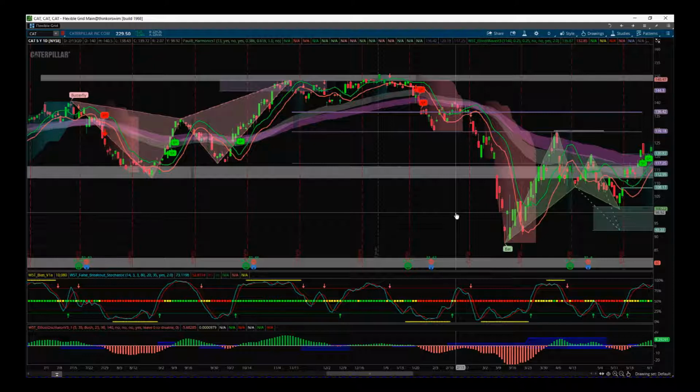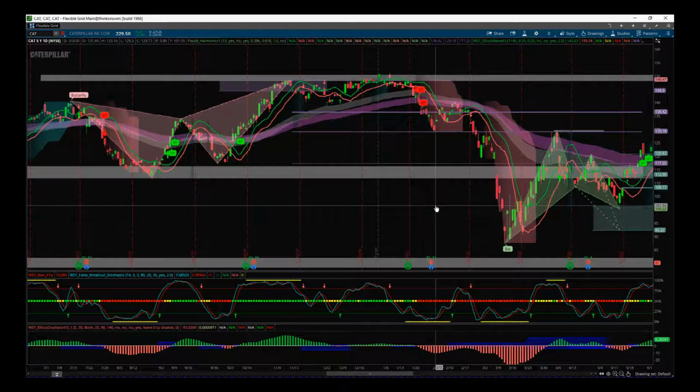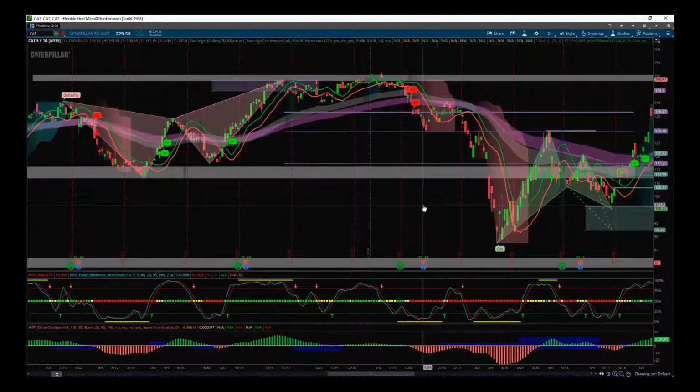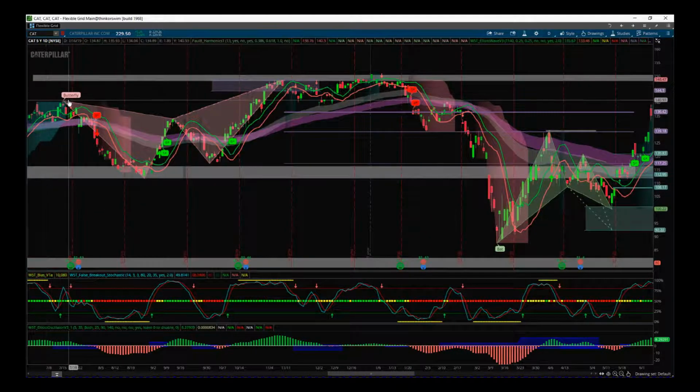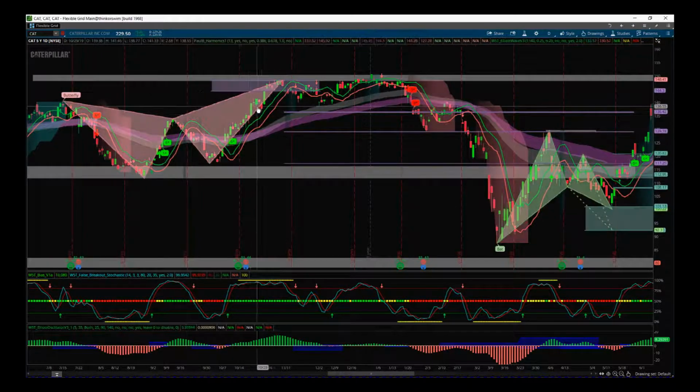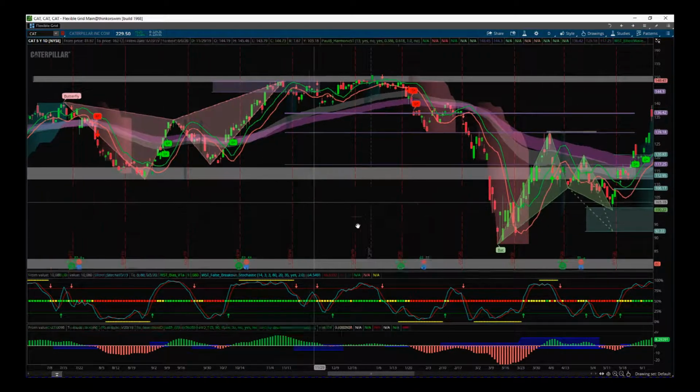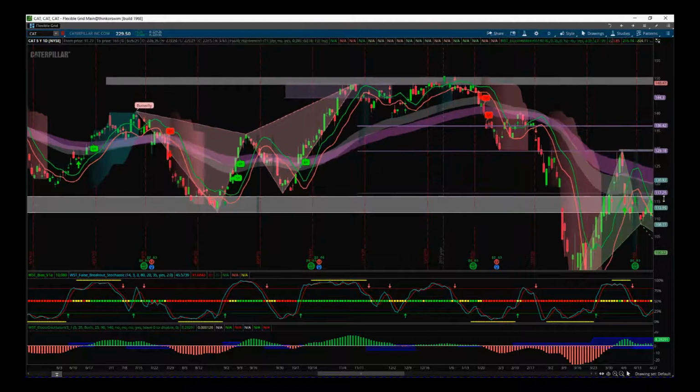This is great for swing trading, but also don't dismiss it for entries for longer term investments with stocks. So this is Caterpillar. This is the ThinkorSwim version of our ultimate swing trading indicator suite. First of all, we're going to look at the butterfly pattern that's formed here. This is automatic. I'm going to zoom in on this a little bit and talk about it.